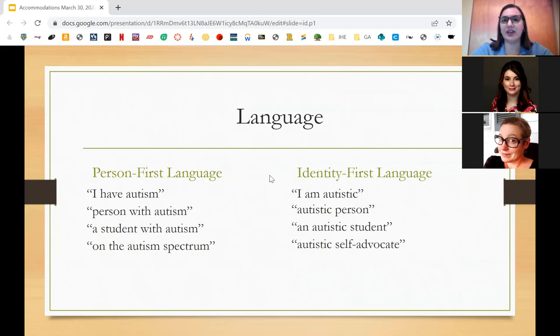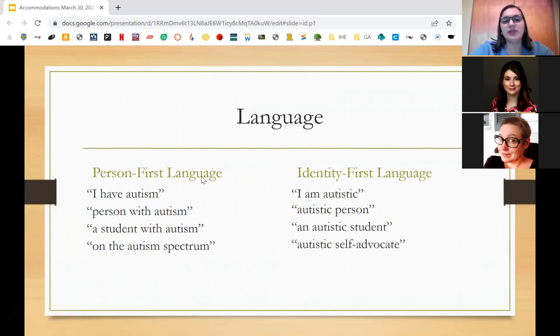So for example, someone who has a learning disability, rather than saying "I'm a learning disabled student," that would probably not be the person's preference. But with autism and with the deaf community, those are often communities that some people do identify with identity first language. So the difference is whether the word autistic comes after the person or before the person's identity.